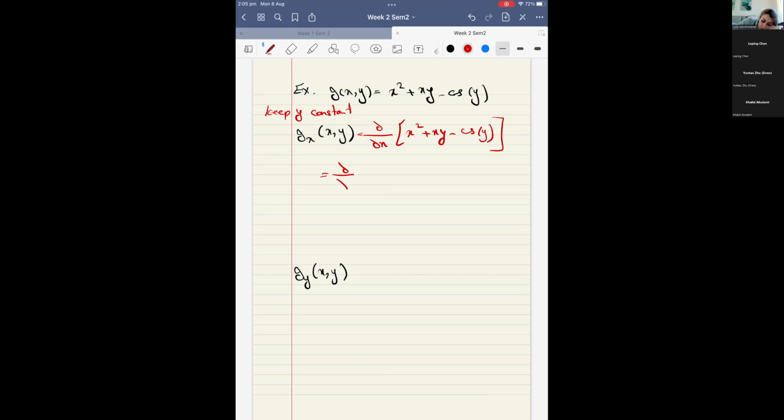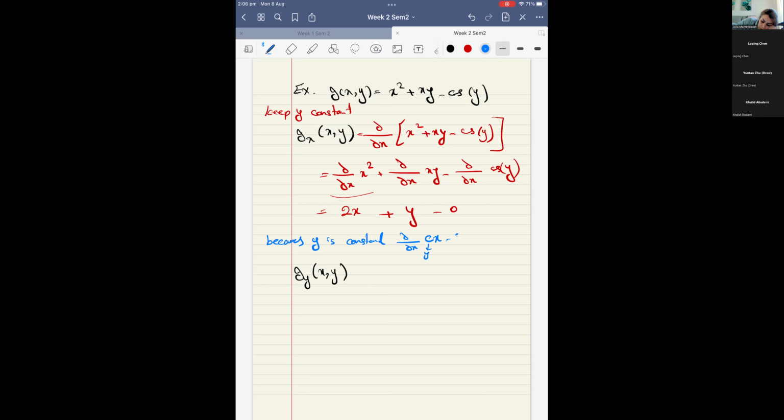It looks like partial x of x squared, plus partial x of xy, minus partial x of cosine y. If we keep x constant, this one would be 2x plus y minus 0, because y is constant. If y is constant, it looks like a constant times x.